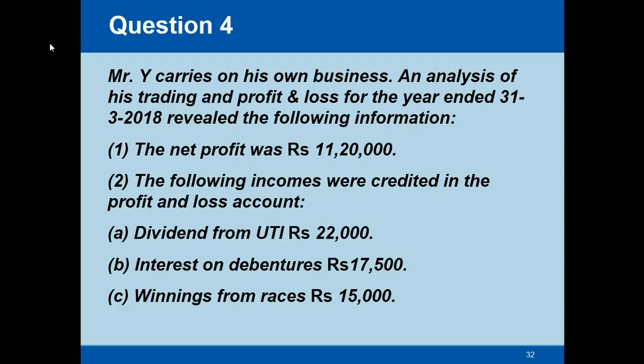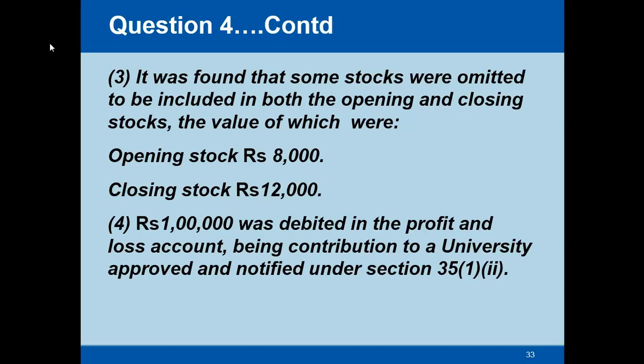The following incomes were credited in the profit and loss account. A. Dividend from UTI, rupees 22,000. B. Interest on debentures, rupees 17,500. C. Winning from races, rupees 15,000. Third, it was found that some stocks were omitted to be included in both the opening and closing stocks, the value of which were: opening stock rupees 8,000 and closing stock rupees 12,000.